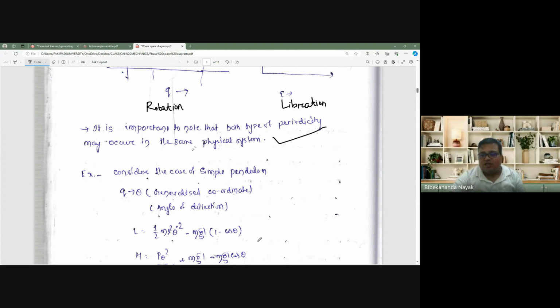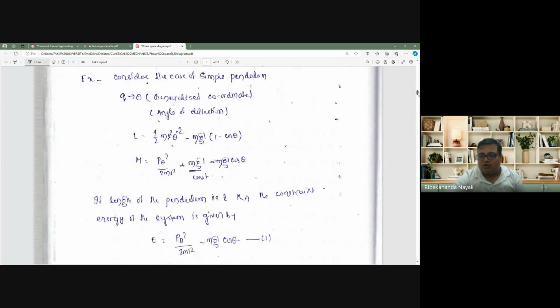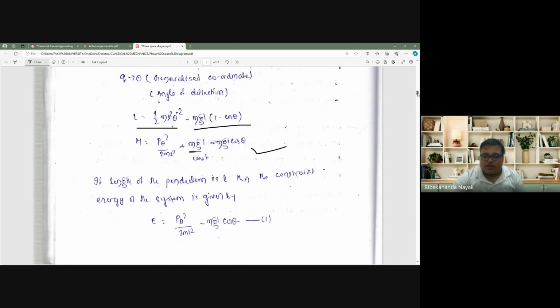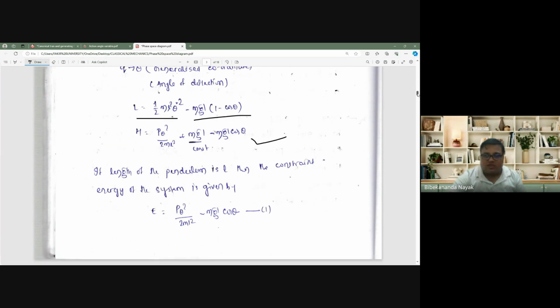For example, a simple pendulum. We have already discussed the Lagrangian of the simple pendulum. If you remember, the Lagrangian for a simple pendulum is half m L square theta dot square minus mgl (1 minus cos theta), and the Hamiltonian will be p theta square by 2 m L square plus mgl minus mgl cos theta. The length of the pendulum L is fixed. The energy is actually the Hamiltonian.